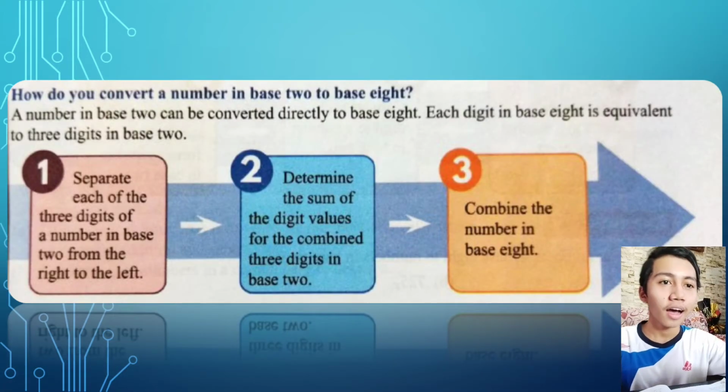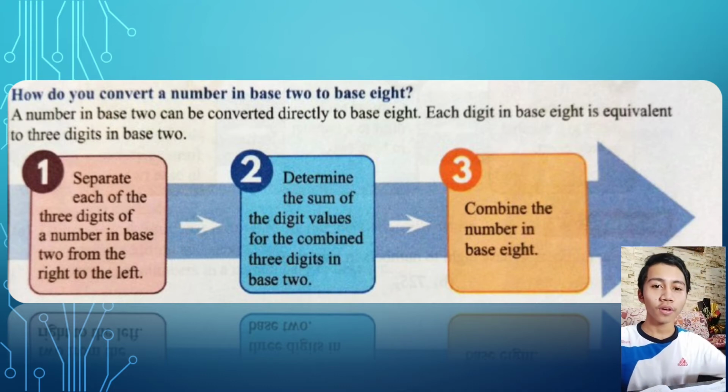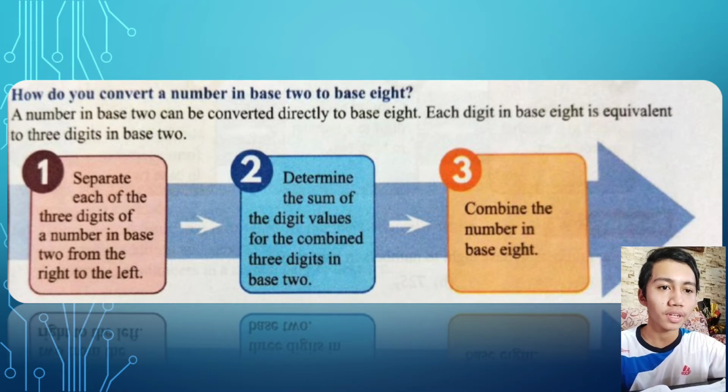Okay, next slide. How do you convert a number in base 2 to base 8? A number in base 2 can be converted directly to base 8. Each digit in base 8 is equivalent to 3 digits in base 2. So, the first step, you need to separate each of the 3 digits of a number in base 2 from the right to the left.